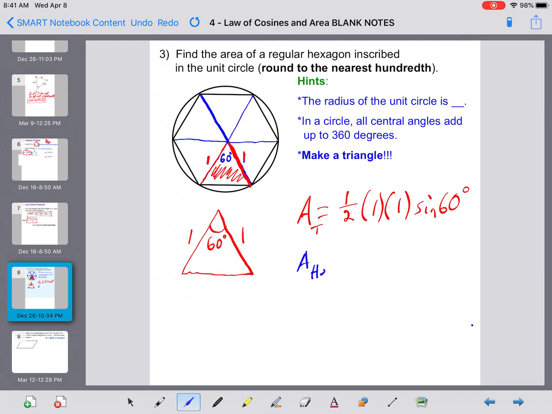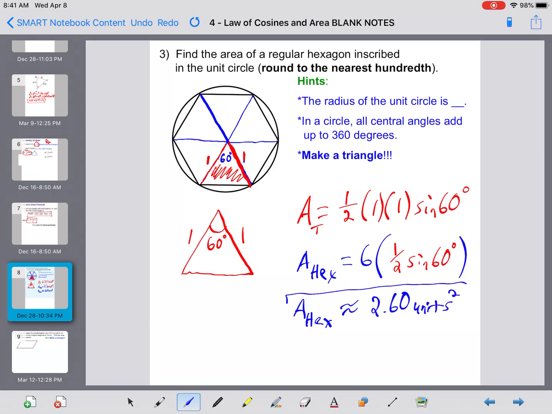Now if I want to find the area of the hexagon, which is a 6-sided figure made up of 6 triangles, I'm just going to take that area of the triangle and multiply it by 6. So it's going to be 1/2 sine of 60, right? The 1 times 1 out front doesn't really do anything. So straight to the calculator, take that area of the triangle, multiply it by 6. That gives you the area of the regular hexagon, which is approximately 2.60 units squared. Remember, area units are always squared, so whatever that is in inches or feet, be squared. All right? That is using that oblique triangle area formula.